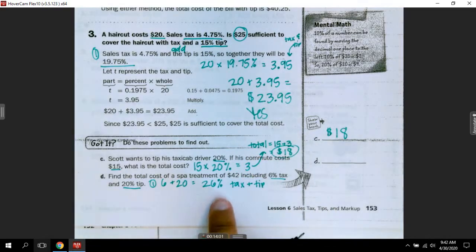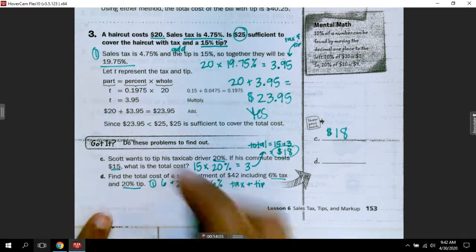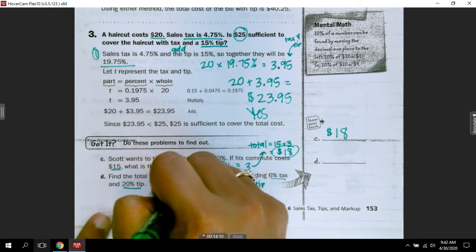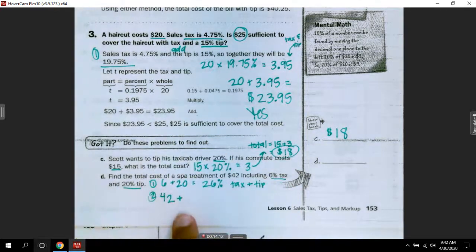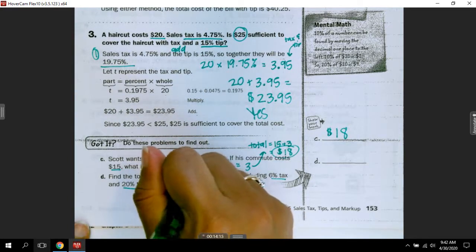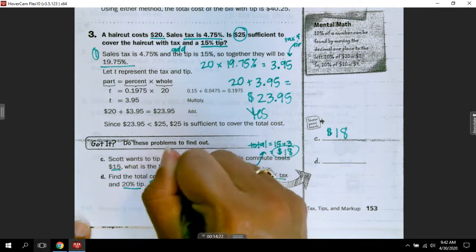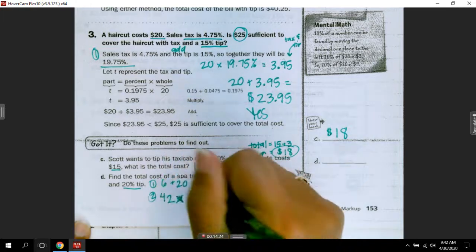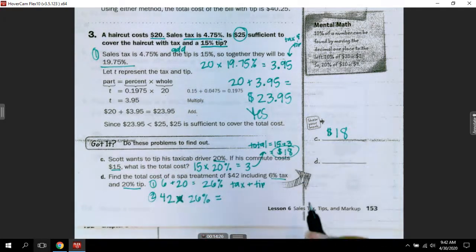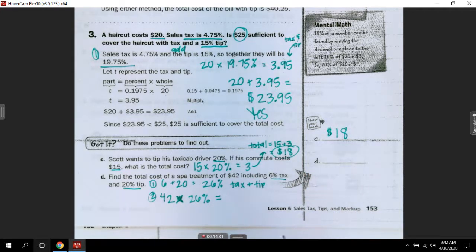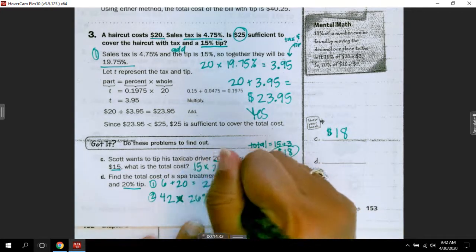So to find how much you're paying, you want to take the original cost, so step 2, original cost, which is $42, and you are multiplying. We already added, right? We're multiplying by that 26%. So 42 times 26% should give you $10.92.